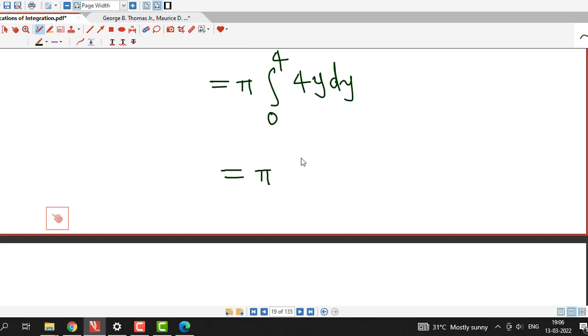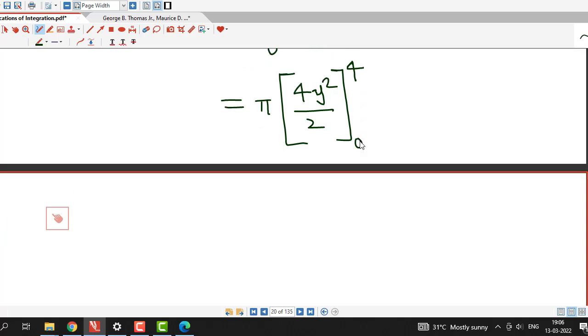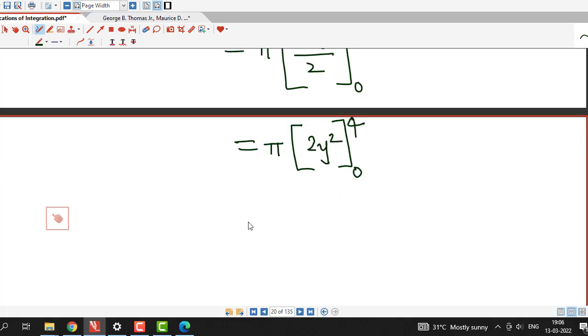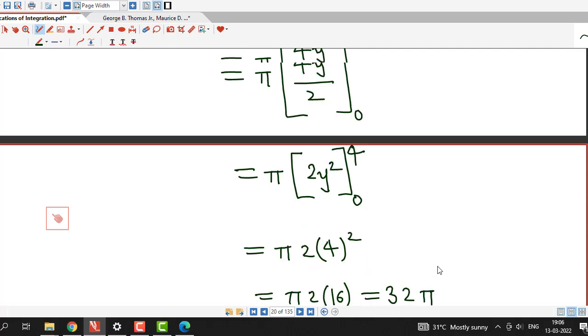Now this is very easy. Integral 4 times y square divided by 2. The limits of y are from 0 to 4 and we can cancel out 2 here. So we have 2y square. The value of y is from 0 to 4. If we take y equal to 4, we have 4 square minus 0 and this is nothing but 16. So the volume is 32 times pi.